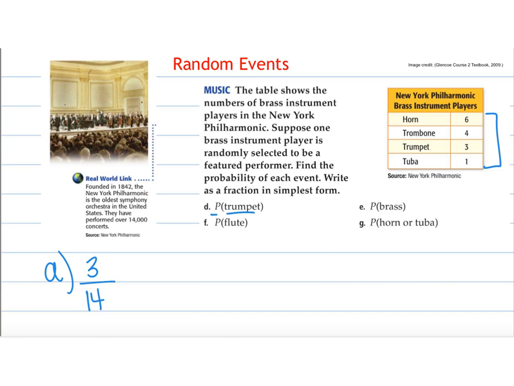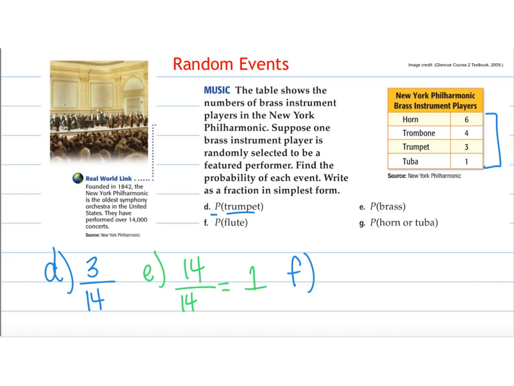Let's make sure this is lettered correctly. Okay. E, the probability that they are a brass player. Well, brass is all of them. So 14 out of 14, you would add them all together. Horn, trombone, trumpet, tuba, all of those are brass, which is 1. So if we were to pick at random, it's for sure going to be a brass player.